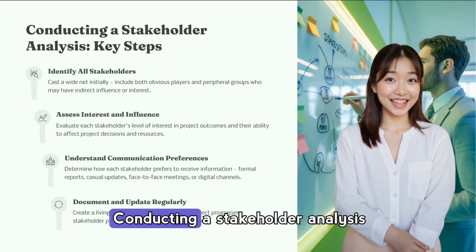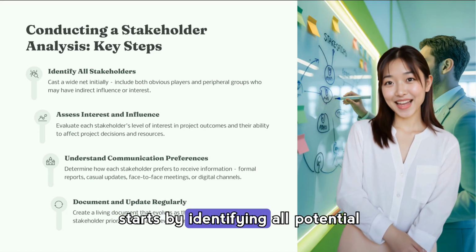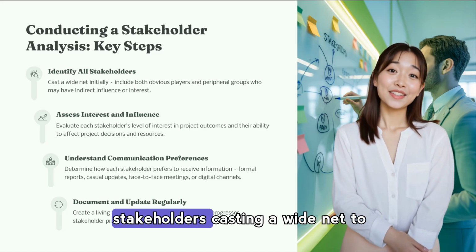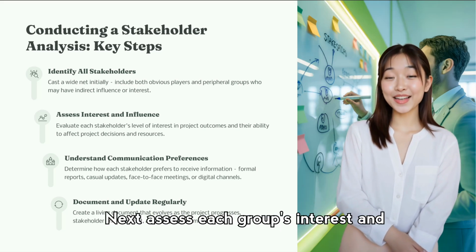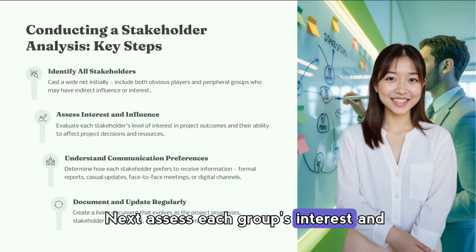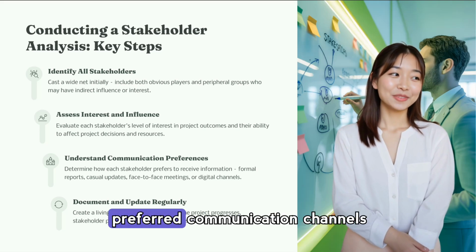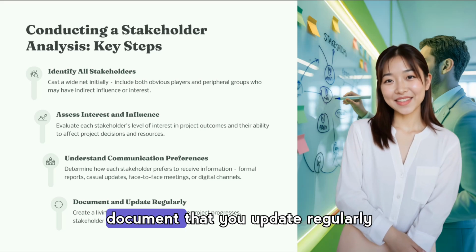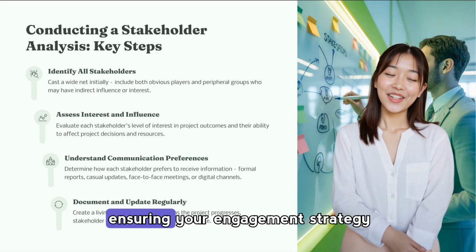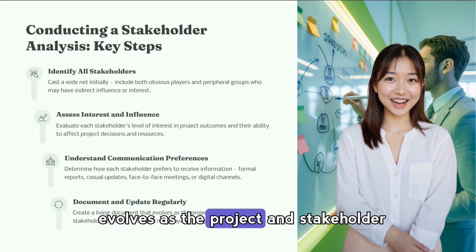Conducting a stakeholder analysis starts by identifying all potential stakeholders, casting a wide net to include obvious and peripheral players. Next, assess each group's interest and influence and document their preferred communication channels. Treat the analysis as a living document that you update regularly, ensuring your engagement strategy evolves as the project and stakeholder landscape change.